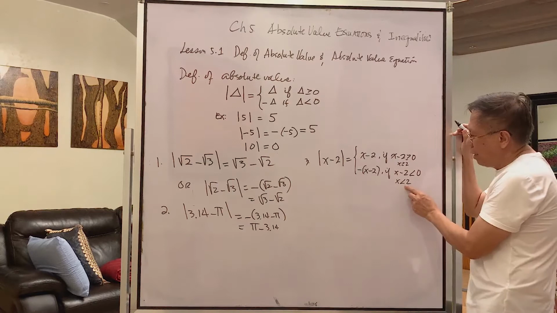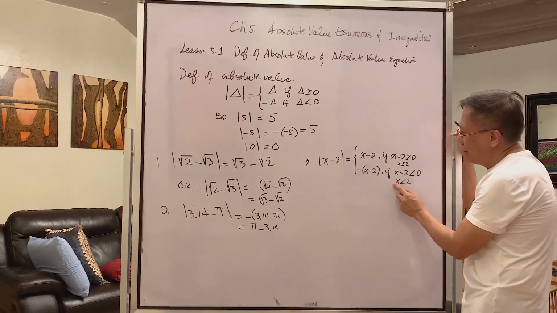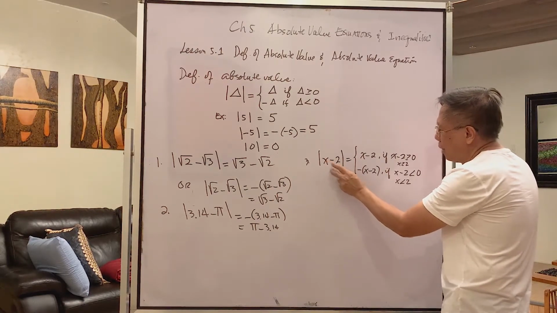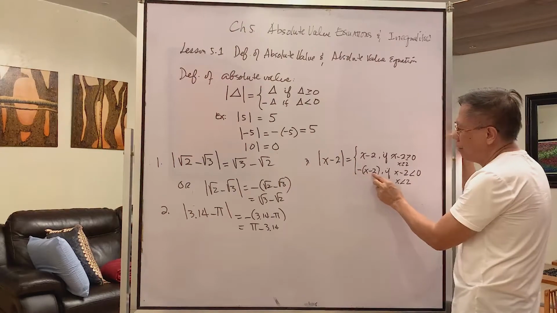Let's take a number less than 2. Let's say 0. Here, 0 minus 2 is negative. Therefore, its absolute value is the negative of it. Okay?